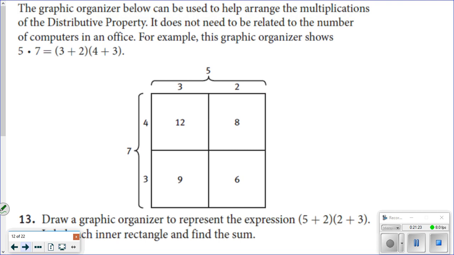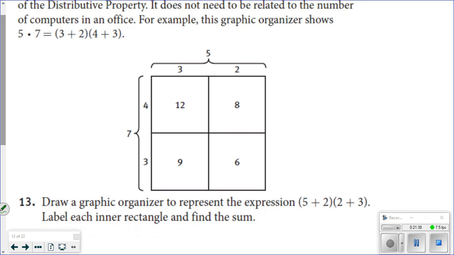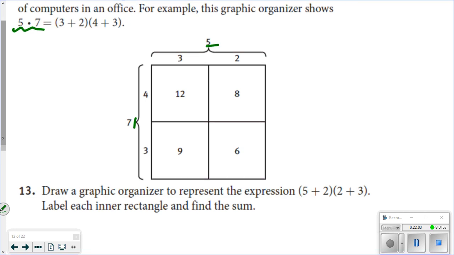The graphic organizer, also called the box method, below can be used to arrange multiplications of the distributive property. So if we're looking at this, it doesn't have to be related to the number of computers in an office. So for example, if I have 5 times 7, here's my 5 and here's my 7, they're breaking it up into 3 plus 2 and 4 plus 3. And then when we multiply the sides, we get what's in the inside. Okay, so 3 times 4 is 12, 4 times 2 is 8, 3 times 3 is 9, and 2 times 3 is 6.